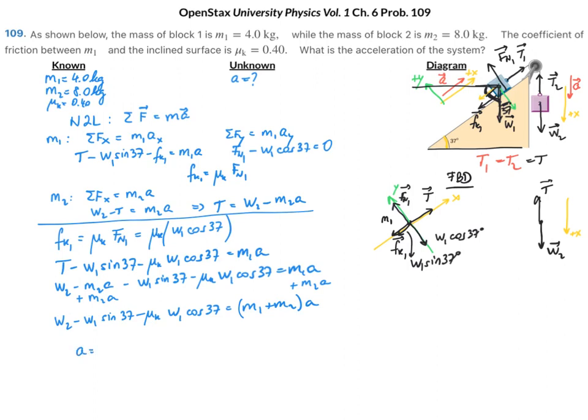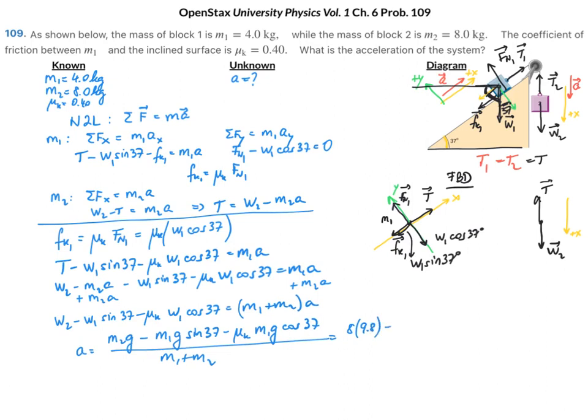And then when I solve for a, I have W2, so that's m2g minus W1, m1g sine 37 minus mu k m1g cosine 37 divided by m1 plus m2. So plugging in the numbers, m2 is 8. I'm going to skip sig figs and units because I don't have room here.